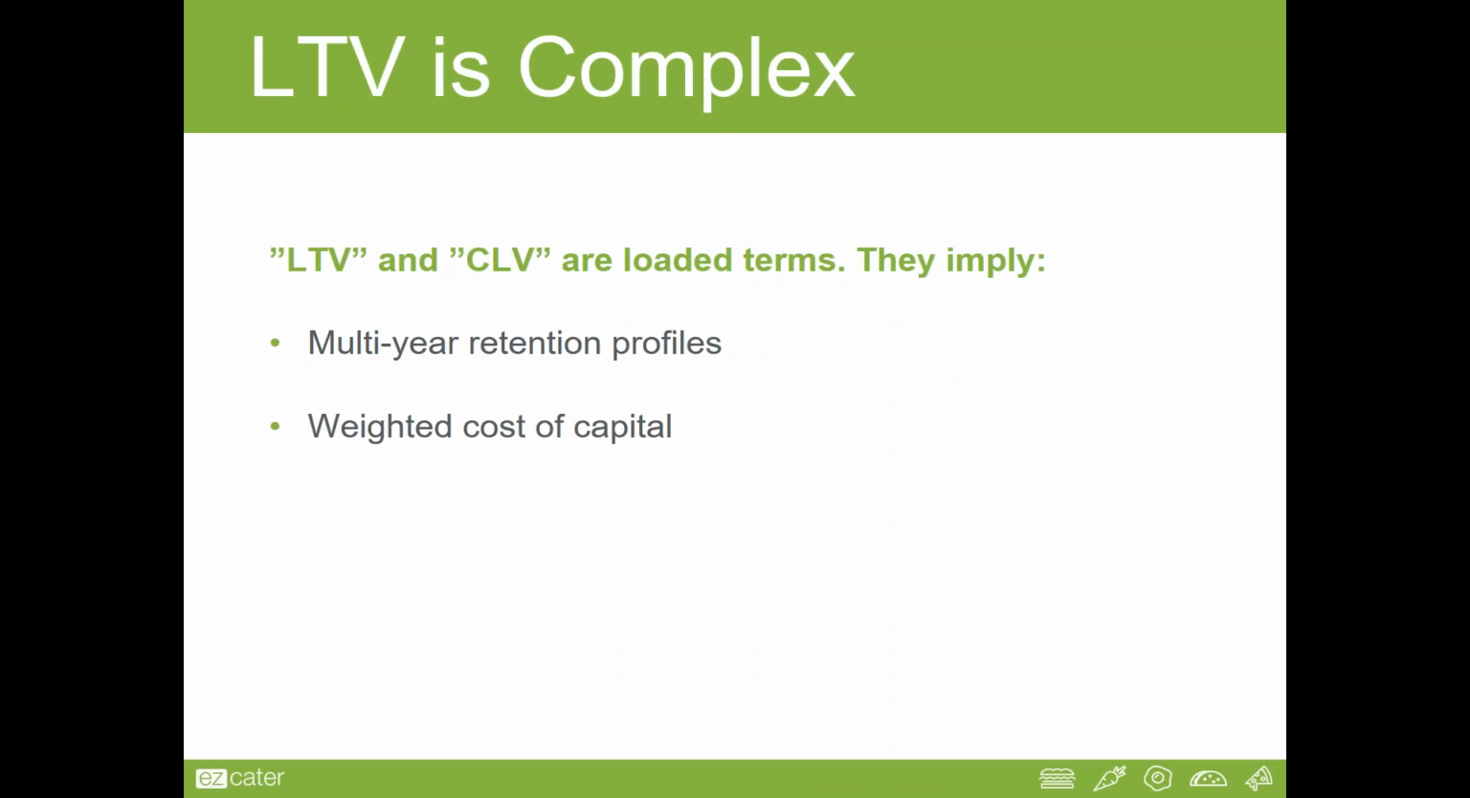Turns out LTV, lifetime value, or customer lifetime value, are loaded terms. They imply that you have an idea for the multi-year retention profile of your customer, right? The long-term value, you might have a customer for 7 years. Do you really have enough people to predict what the drop-off rate is going to be in their 6th year? Probably not. Also, a bunch of things like the weighted cost of capital, which means dollars in the future are worth less than dollars today. When you actually use the words LTV, you're implying that you know something about these two factors, which you may or may not, and it gets pretty confusing pretty quickly when you try and understand that.